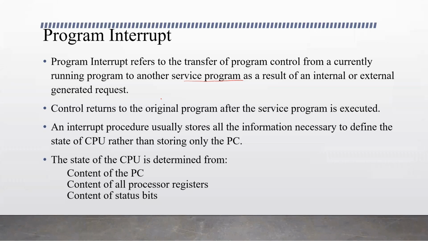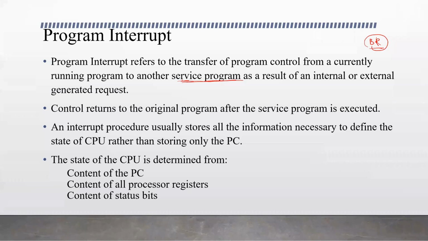Until now, what we have seen is branching to some other location, right? When a program is being executed, branch type instructions will take the control to some other location, by the execution of statements like BR or skip instruction. But here it is not associated with the program that is being executed. A signal is sent to the CPU. It may be an external signal or internal signal that initiates the execution of the service program.